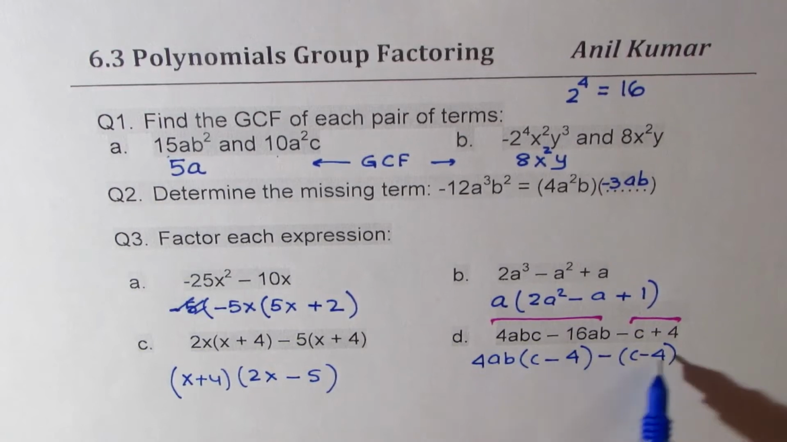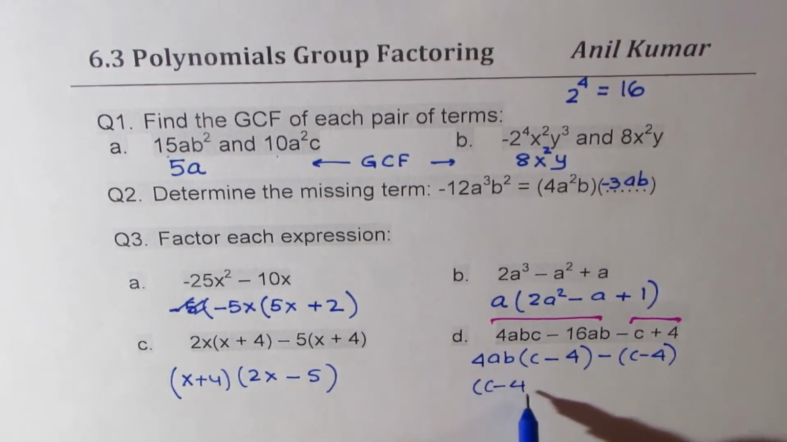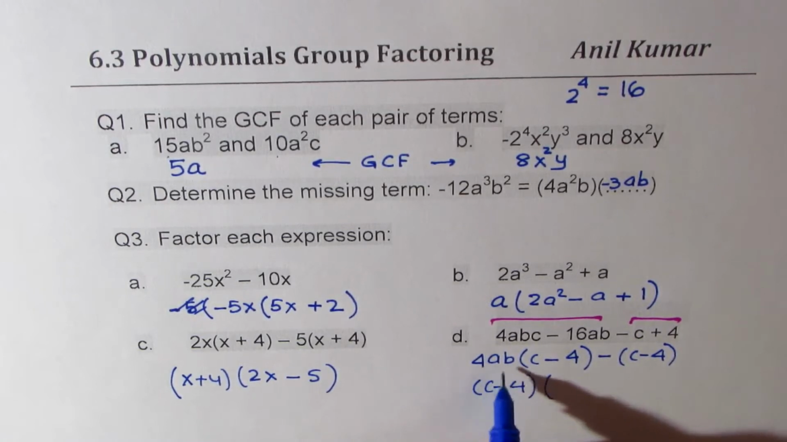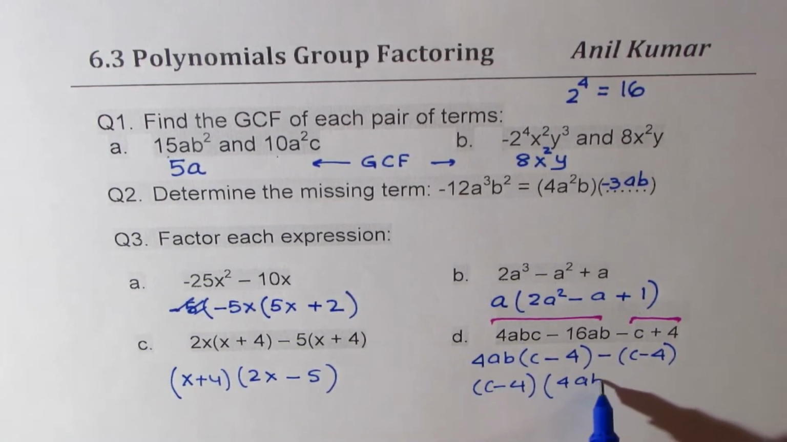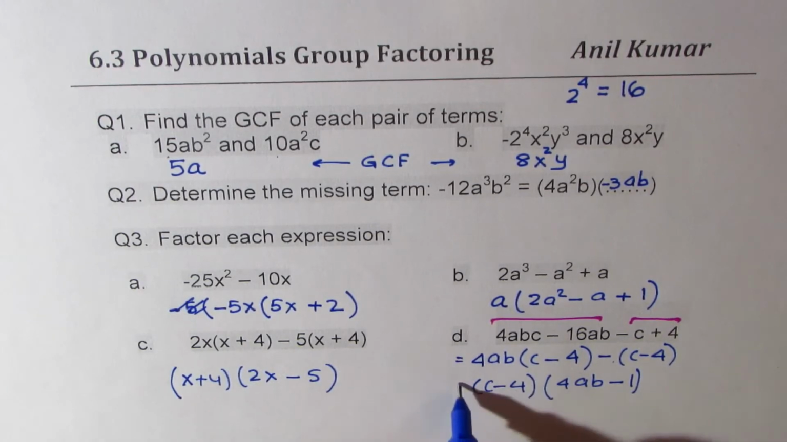And now c minus 4 is a common factor. So taking c minus 4 as the common factor, we get 4ab from the first term and minus what? 1. So if there is nothing before it, it means 1 times the same thing. So that is how you could factor this. So I hope these questions give you a good insight into how to do group factoring for polynomials.